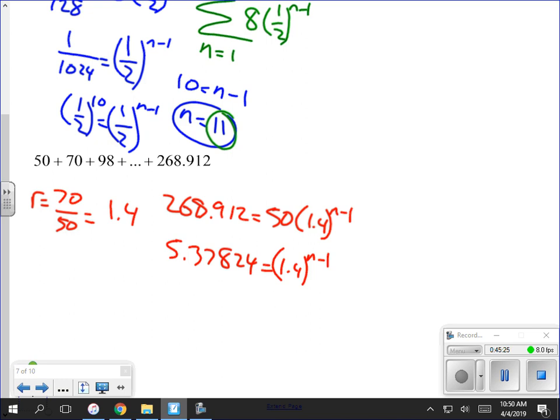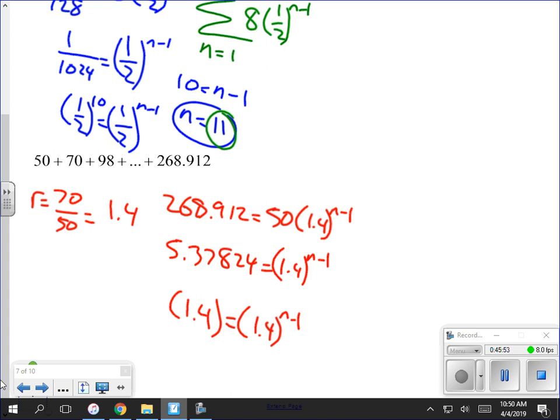It's the same idea. I want to figure out 1.4 to what power equals 1.4 to the n minus 1. That's really what you have to do: take 1.4 to powers until you match 5 point whatever. So I'm going to start with the 10th power, just because. No, that's way too big.